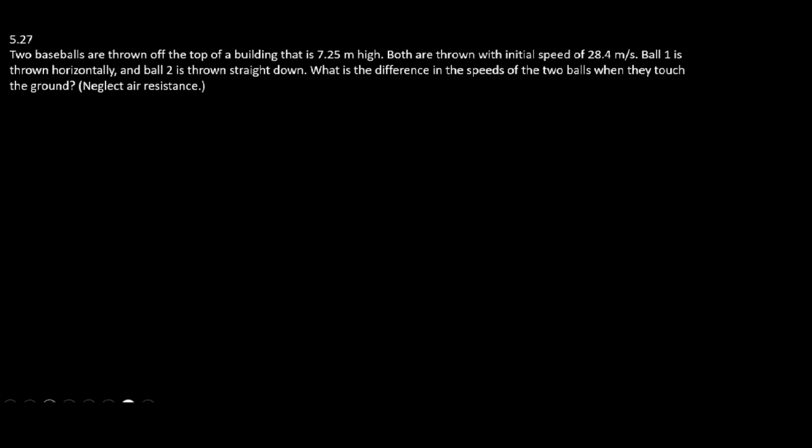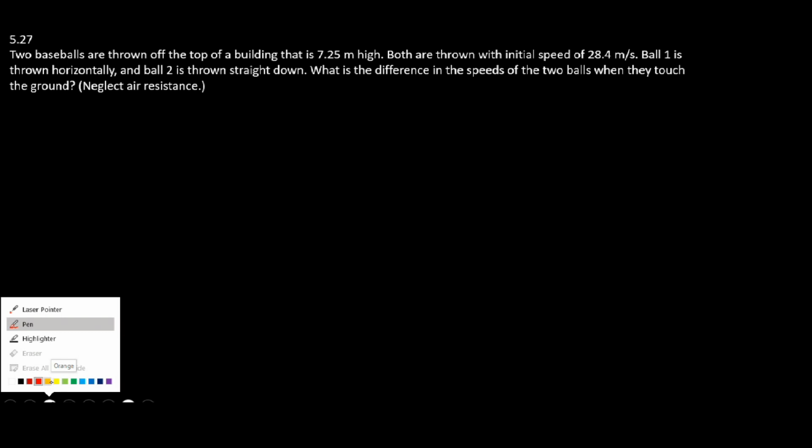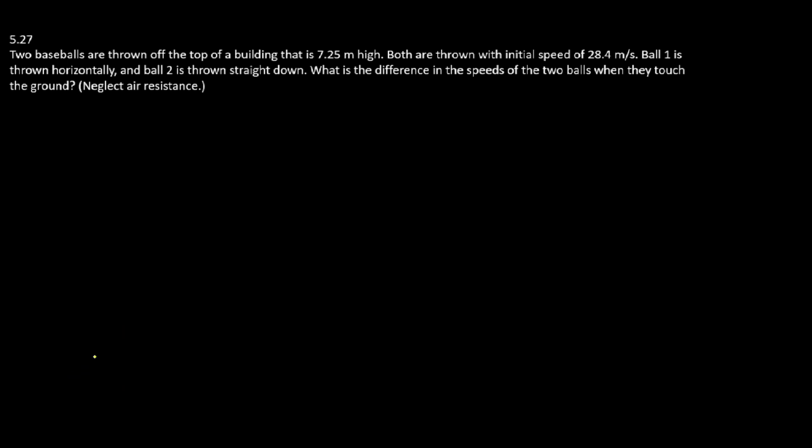In this video, we are going to learn how to use the work energy theorem and work done by gravitational force to solve problems. The question says two baseballs are thrown off the top of a building that is 7.25 meters high. Both are thrown with an initial speed of 28.4 meters per second. Ball 1 is thrown horizontally and ball 2 is thrown straight down. What is the difference in speed of the two balls when they touch the ground?